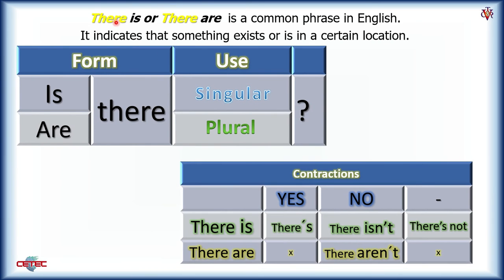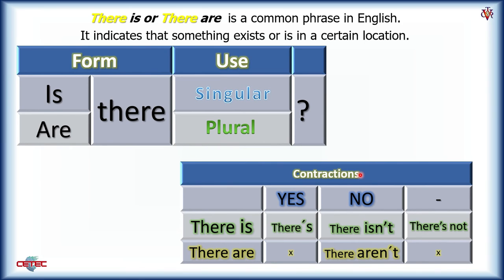Now, let's see. There is or there are. It's a common phrase in English. It indicates that something exists or is in a certain location. Now, we have to use this, is, or are. The form there, don't forget, is singular, are for plural, and question mark. It's important to check that the structure here has no other question mark. It's only one at the end of the sentence. Don't forget, is singular, are for plural.